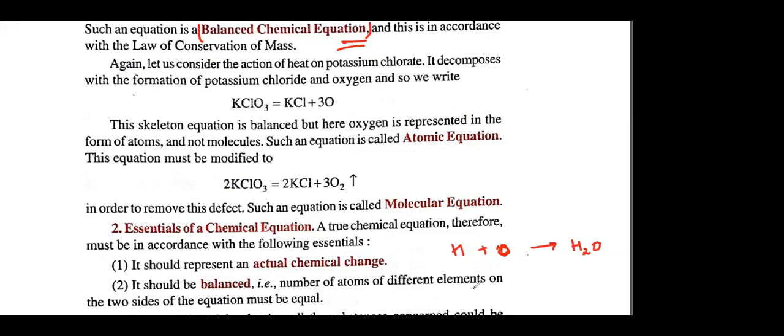The answer is no, it is not correct, because hydrogen does not exist as H. Hydrogen exists as H2, a molecule of hydrogen. And I just said oxygen does not exist as O. Oxygen exists as O2. Yes or no? That is the first correction. Clear? Now, again, is it correct now?